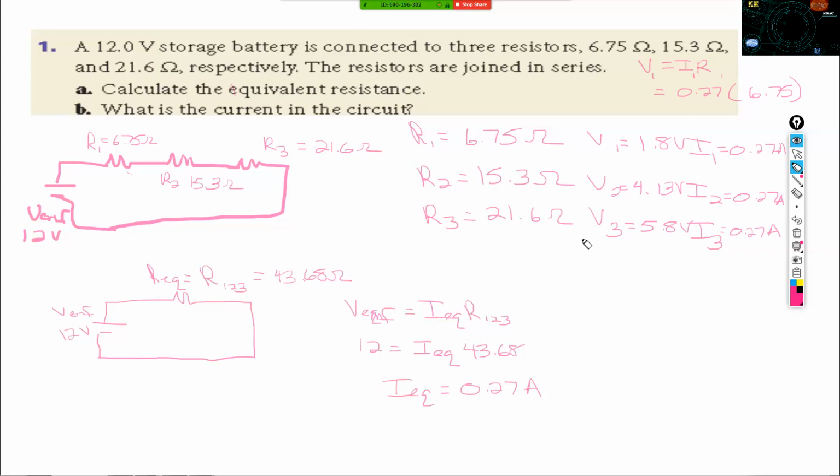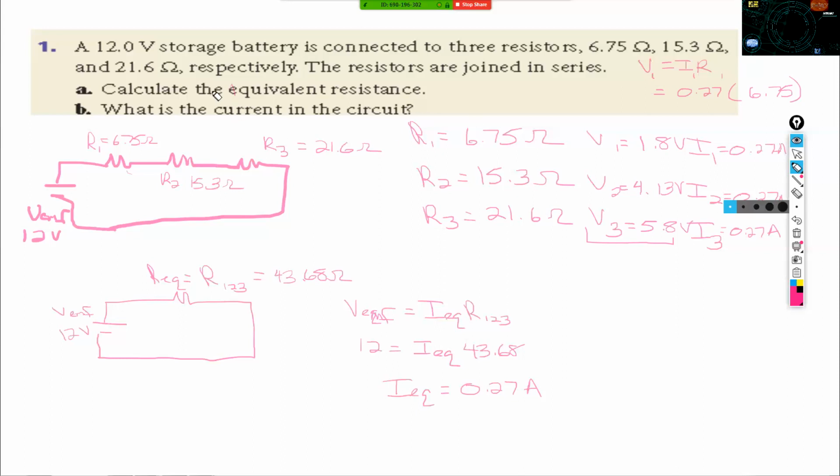Now, the way to check yourself is that the total voltages should add up to your battery. So if I add all three of these up, I should get around 12. You're going to be off a little bit because of rounding. That's how I handle every problem. That way they're always the same.